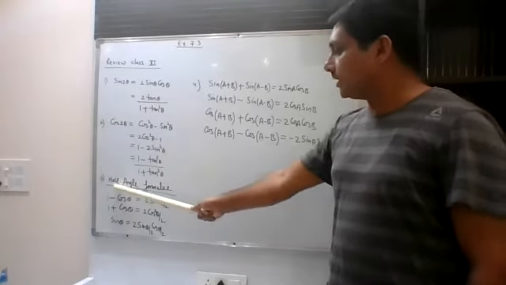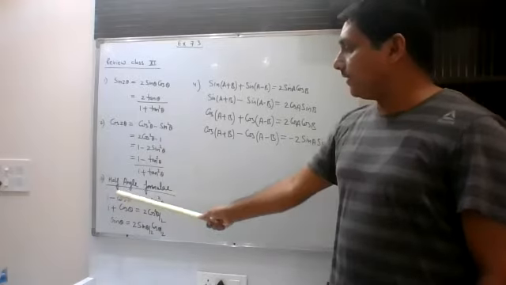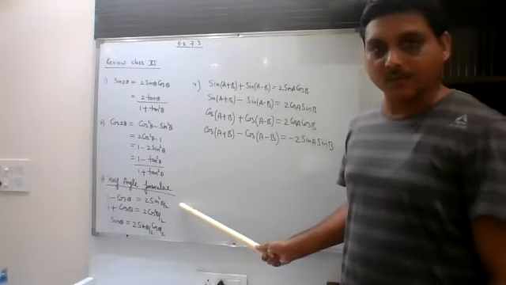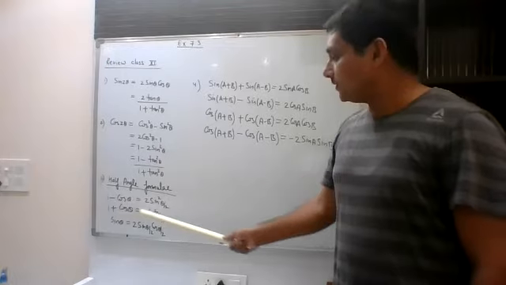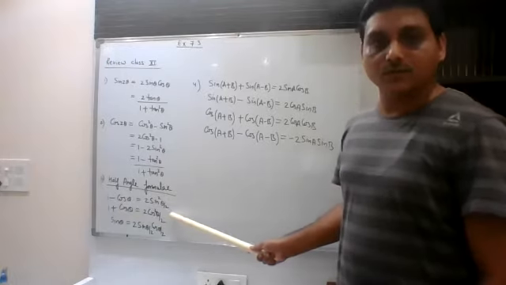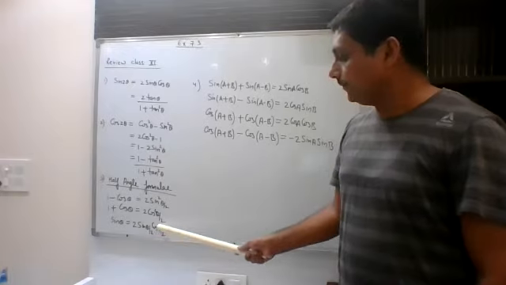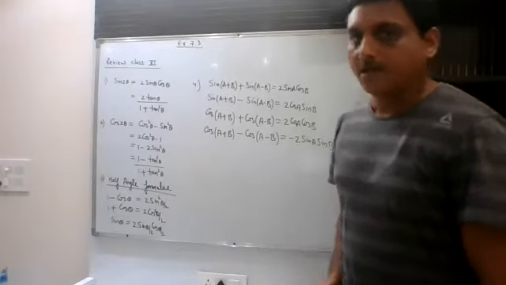Now these are very crucial half angle formulas. 1 minus cos θ will be written as 2 sin square θ by 2. 1 plus cos θ can be written as 2 cos square θ by 2. Sin θ can be written as 2 sin θ by 2 cos θ by 2.